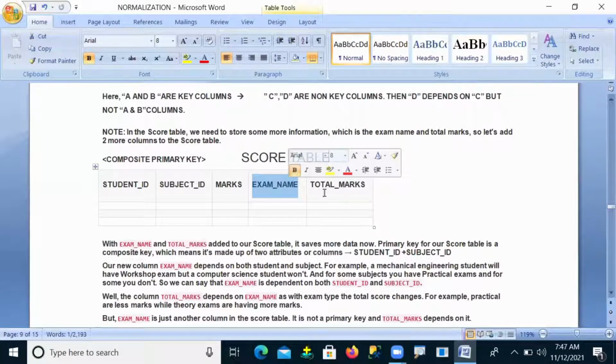Now let me check. Does total marks exactly depend on marks, or exactly depend on examination name? That we have to check out. Now tell me, guys, total marks is depending on the marks column or the examination name column? In this, any one of them. Anybody guessing? On which column out of these two columns does it depend? Any guessing, guys?